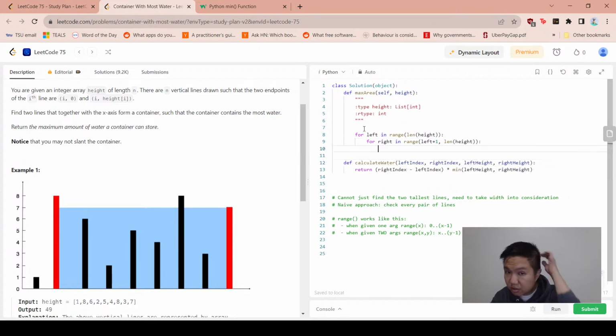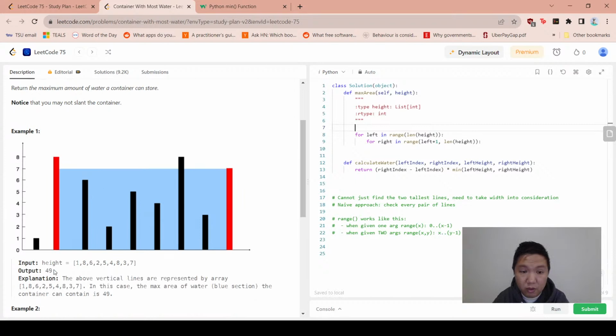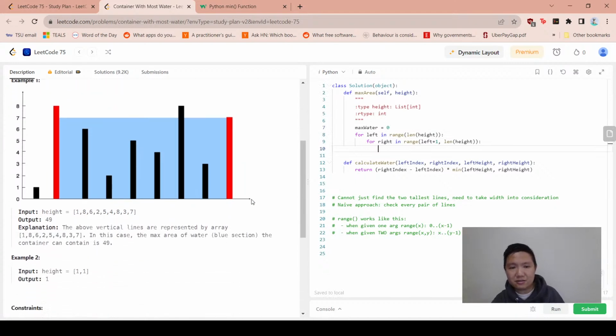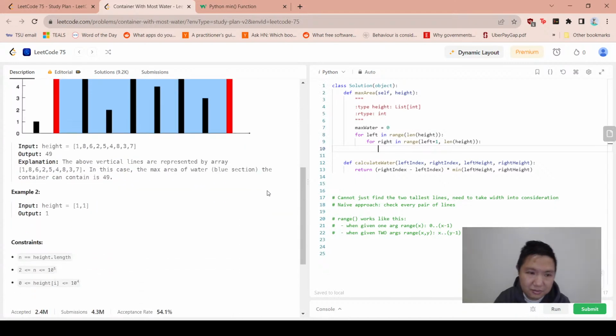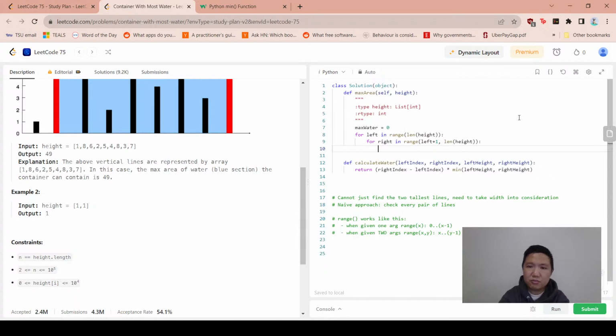So we have to return how much water there is, right? We don't have to actually return what the left and right index is. Max water equals 0. So in the event that the height is 0, or there's only one thing in the height, which I guess they promise us is not possible, maximum amount of water is 0. So that's going to be our default.